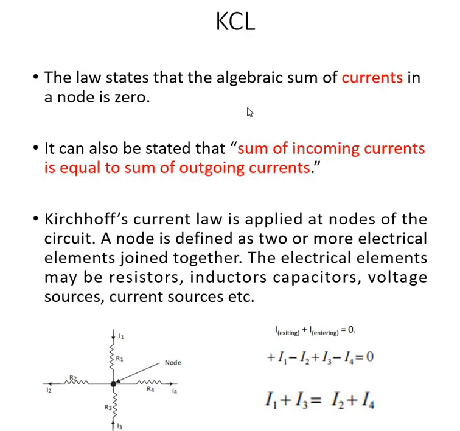Kirchhoff's law consists of two laws. One is Kirchhoff's current law, the second is Kirchhoff's voltage law. What is Kirchhoff's current law? It is very simple: the sum of the currents is equal to 0. What is the sum of the current? Incoming current is plus, outgoing current is minus. I hope you have already studied this and it is easy to understand.